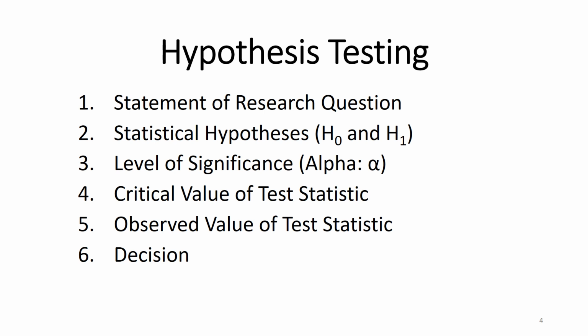Hypothesis testing. Once again, we see our nice six steps of hypothesis testing, where we start with a statement of the research question, followed by translating that research question into two competing statistical hypotheses, the null and the research or alternative hypothesis. We set alpha. We then talk briefly about the critical value. We then need to figure out our observed value of the test statistic, and then we make our decision. So let's launch into an example of the one-way ANOVA.